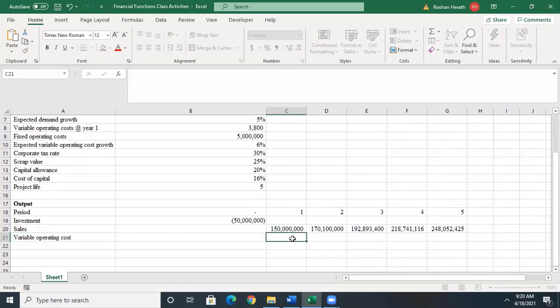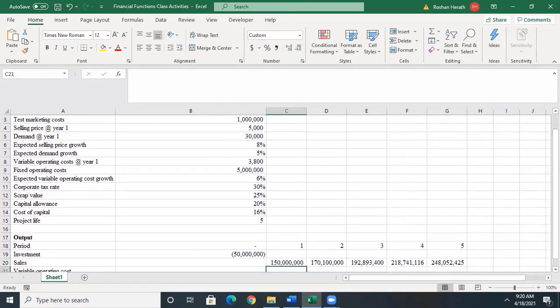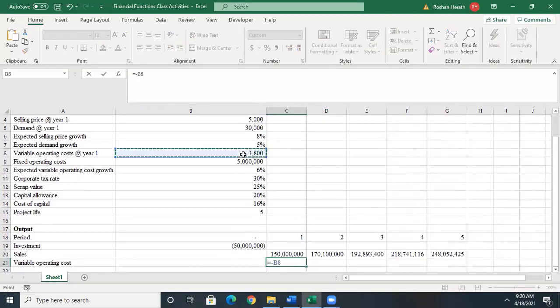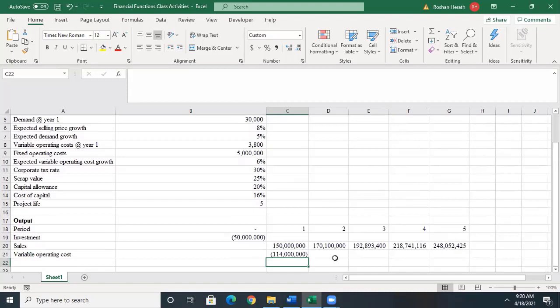So when it comes to the variable operating cost, it says that in year one, it's 3,800 per unit, 3,800 multiplied by the demand. So that is going to be the cost during the first year, variable operating cost.